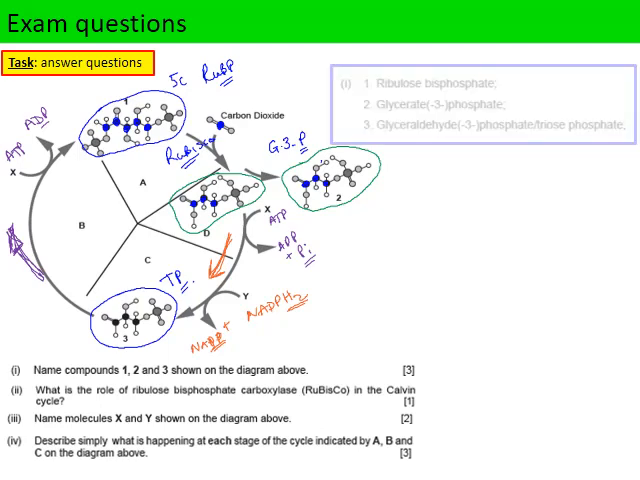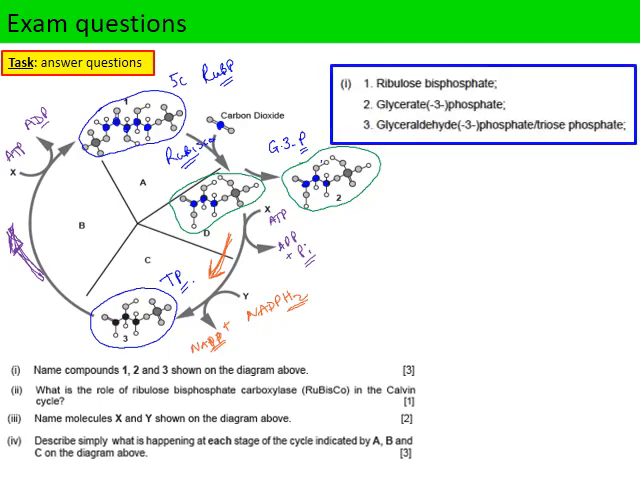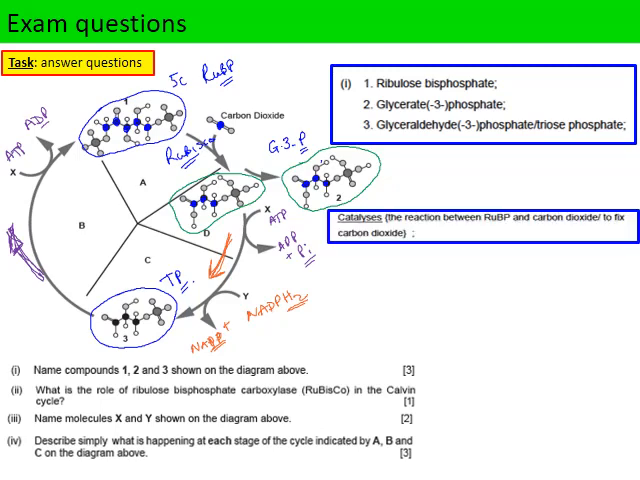So if we have a quick look at the answers then, number 1 was ribulose bisphosphate, the 5 carbon starting substrate for Rubisco, along with carbon dioxide. Number 2 was glycerate 3-phosphate, so that's formed from the unstable 6 carbon molecule in the stroma. And we know number 3 is triose phosphate, otherwise known as glyceraldehyde 3-phosphate. So you can use either of those terms. We normally stick with triose phosphate here.